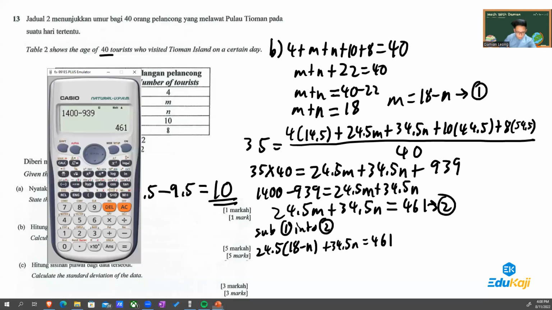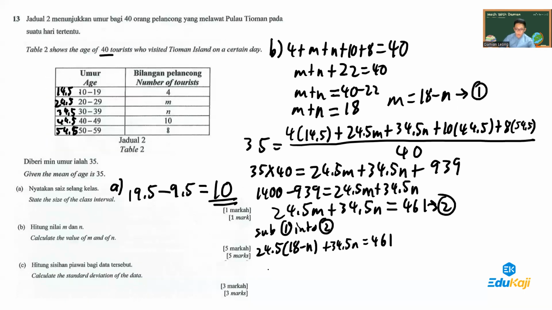So 24.5 times 18, 441, minus 24.5N plus 34.5N is 461. Bring over the 441, plus opposite minus. So negative 24.5 plus 34.5 is 10, 10N. So bring over the 10 times 10, opposite divide 10, so N is 2.